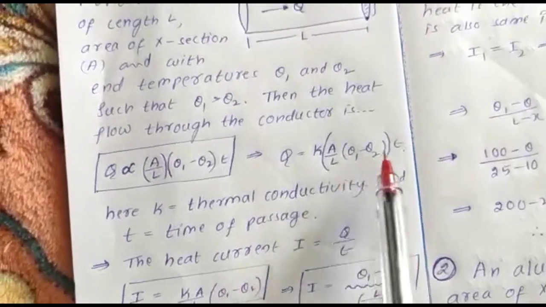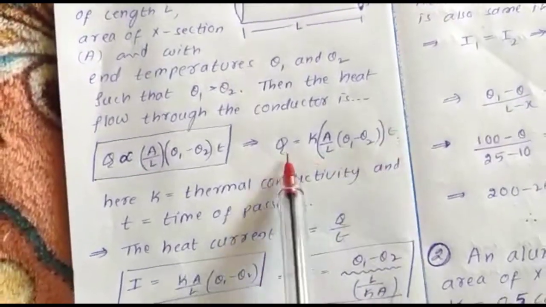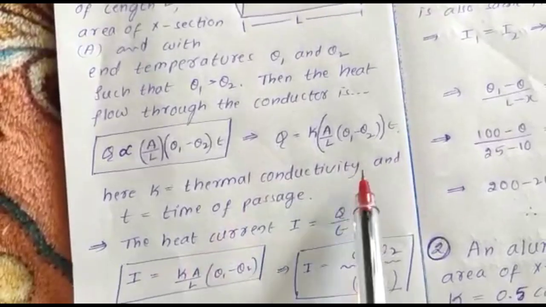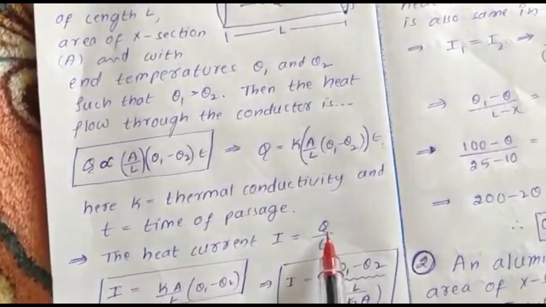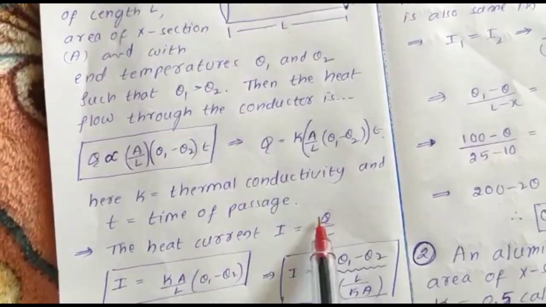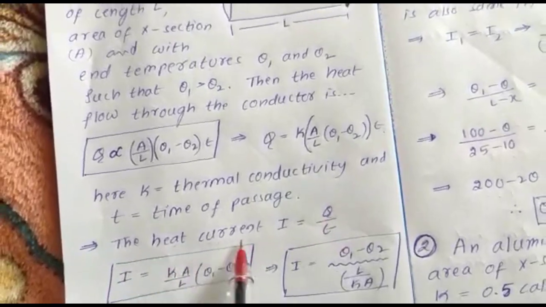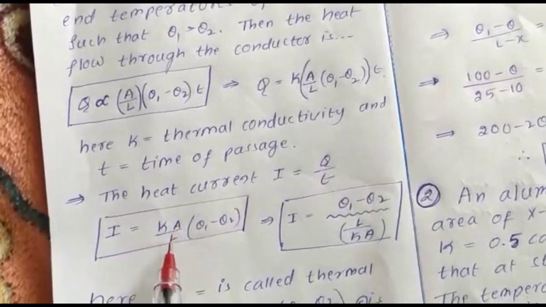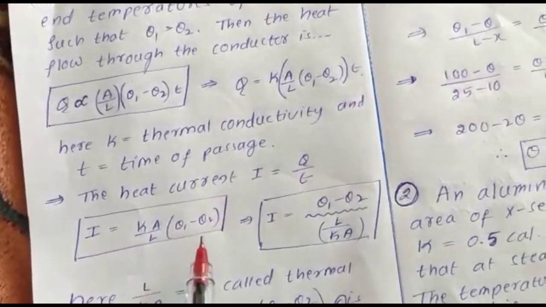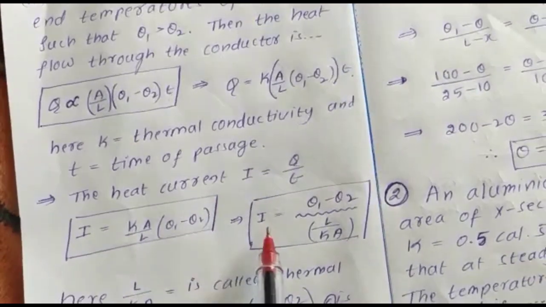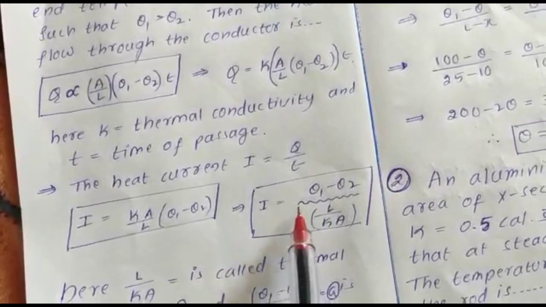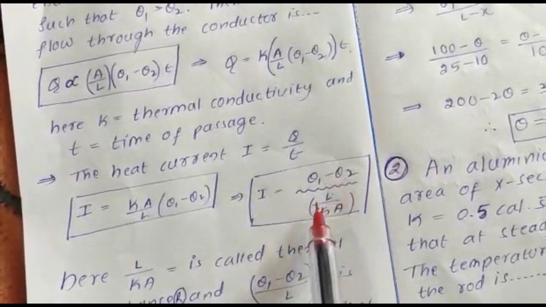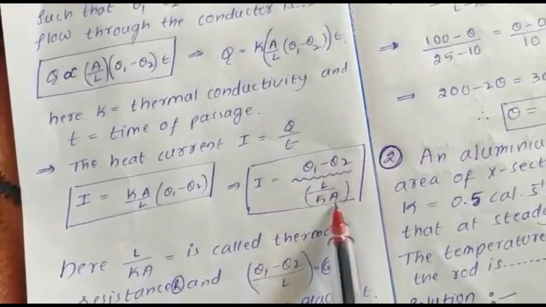Generally, when you take this t on this side, it becomes Q by t. This Q by t is called the rate of flow of heat, or heat current. That heat current I is equal to KA by L into (θ1 minus θ2), or also we can write I is equal to (θ1 minus θ2) by (L by KA).